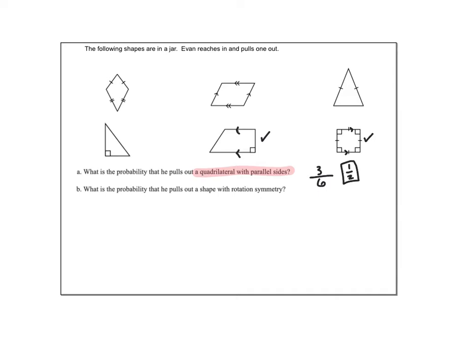The second piece here asks me about a shape with rotational symmetry. So I'm going to go through here. Again, my denominator would be 6, and I'm going to look for all the shapes that have rotational symmetry. This square has rotational symmetry. I could turn it 90 degrees. And this parallelogram has 180-degree rotational symmetry. So it looks like 2 out of the 6, or 1/3, would have rotational symmetry.